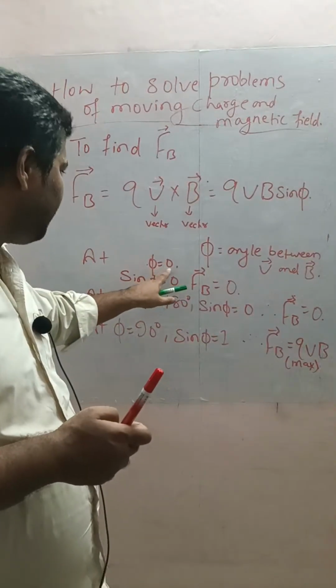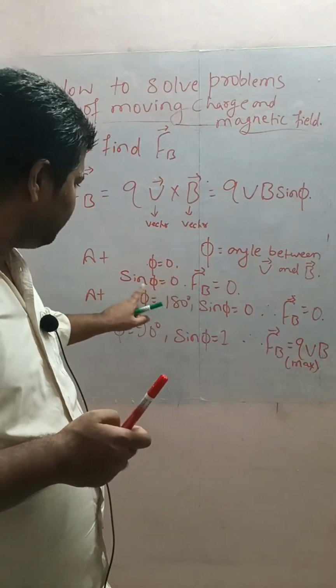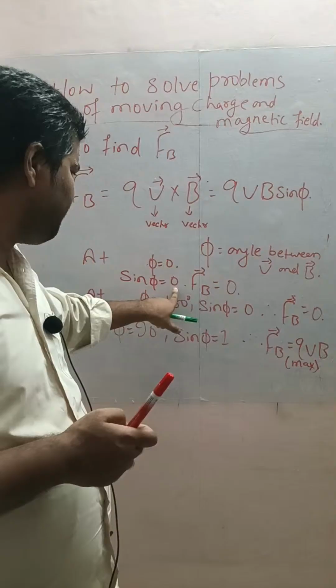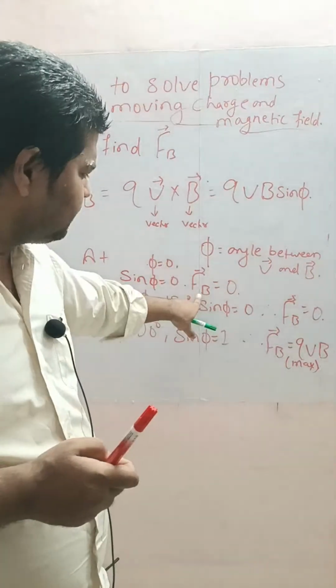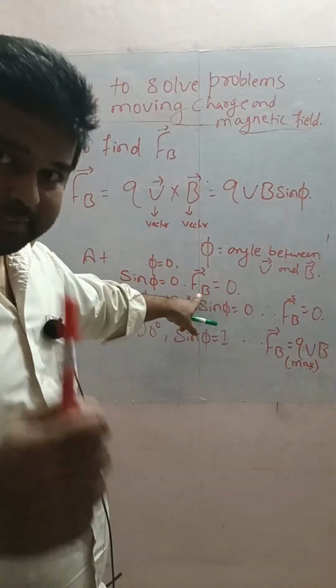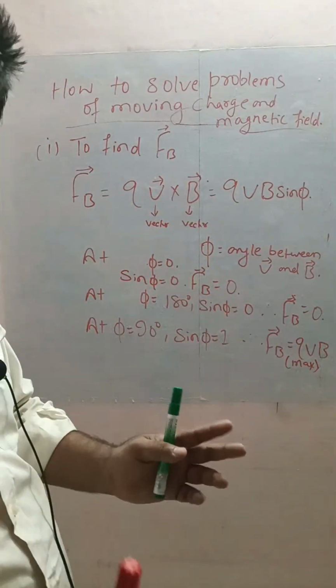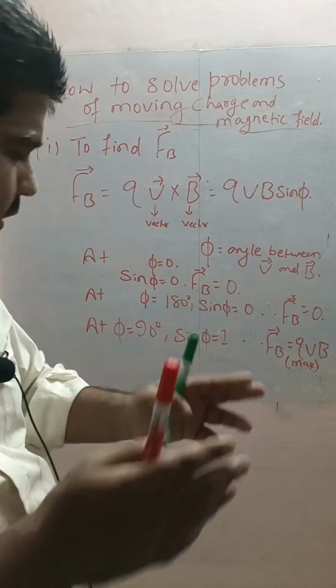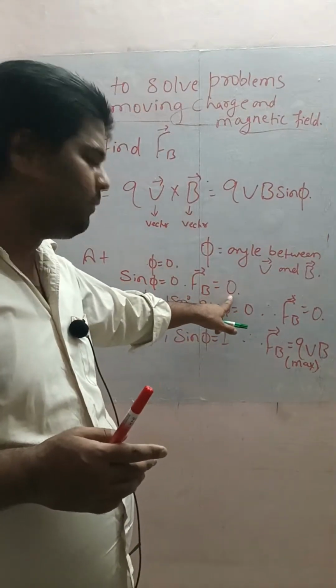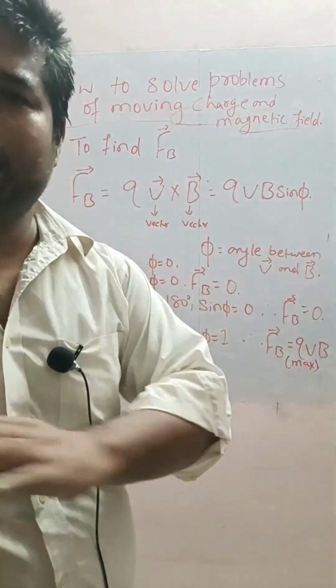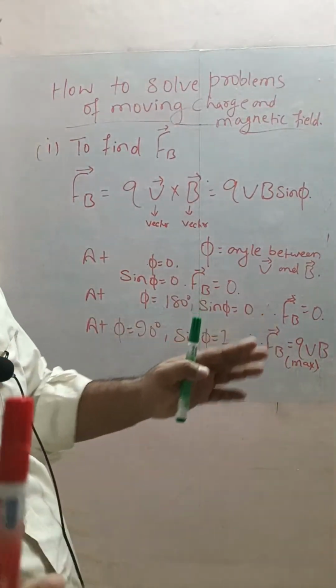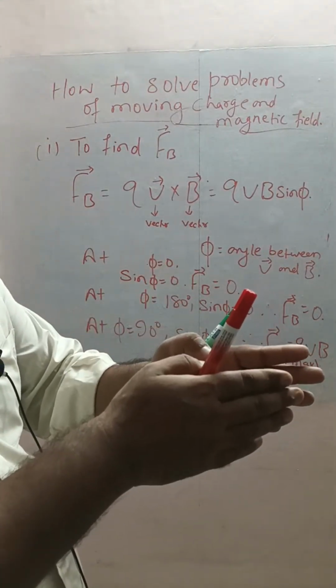When your angle is 0 degree, sine phi is equal to 0, and the magnetic force felt by the charge, this time moving with the same velocity in the same magnetic field but with a different angle, 0 degree, is 0. Means the charge is experiencing no force, means it has no disturbance. Its velocity is as usual in the direction.